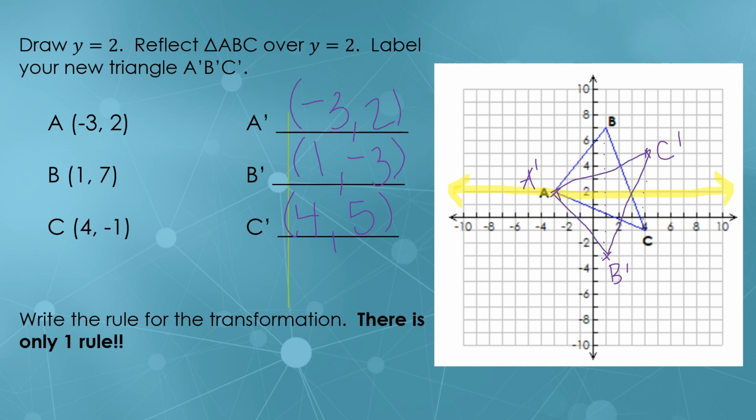There is your image. And then there is no coordinate notation, so it's just going to be your lowercase r, and then the line you reflected over, y equals 2, as your subscript.